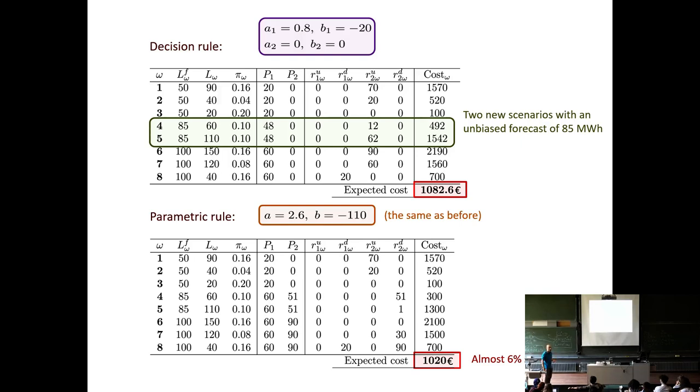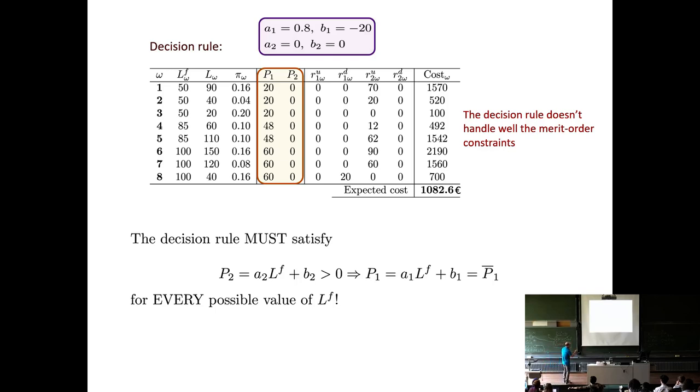It has a very nice optimization-based explanation, and that's why I think decision rules are not appropriate to deal with decision problems. The only thing that I have done is to include an additional context. Before we had two contexts, 50 and 100, now we have three, 50, 85, and 100. The first thing you can see is that for the second generator, A2 equals 0 and B2 equals 0. So it's telling us that for every possible context, I shouldn't dispatch generator 2 at all.